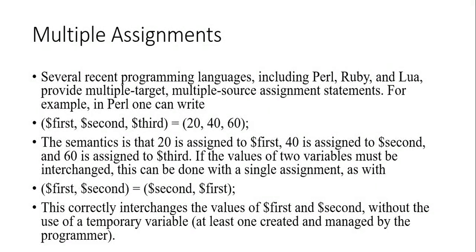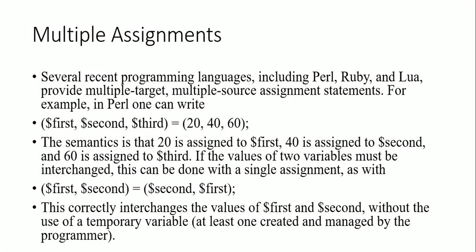If the values of two variables must be interchanged, okay, suppose we need to interchange values of two variables, this can be done with a single statement, (first, second) = (second, first). So this is very easy. This correctly interchanges the values of first and second without the use of a temporary variable, at least one created and managed by the programmer.